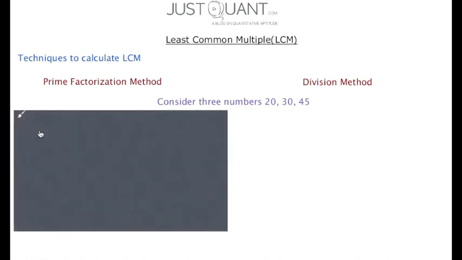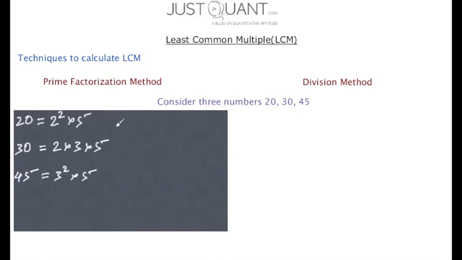Okay, so in the prime factorization method, we express each of these numbers in terms of their prime factors. So 20 is written as 2 square into 5, and 30 in terms of its prime factors is written as 2 into 3 into 5, and then 45 is expressed as 3 square into 5, right?